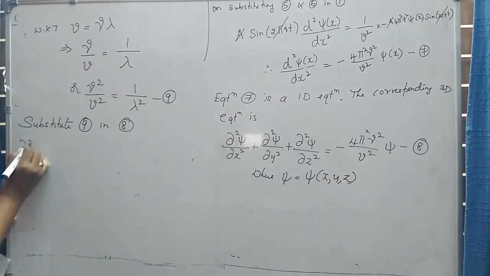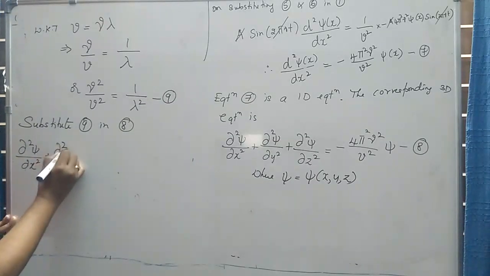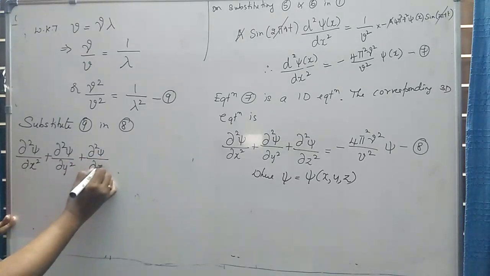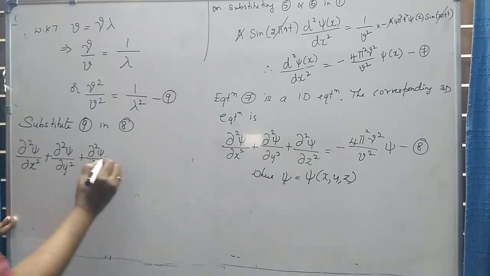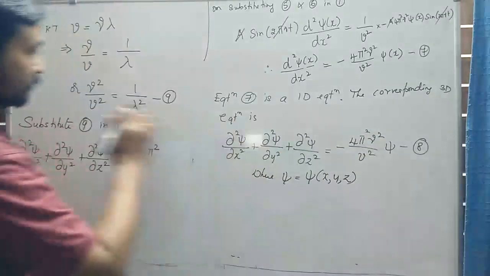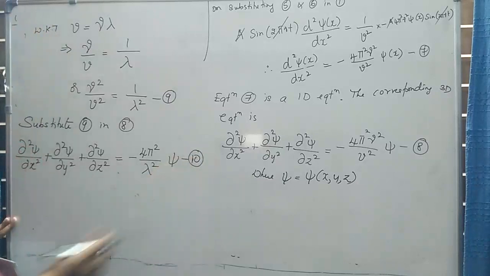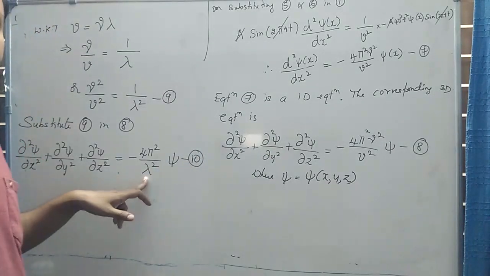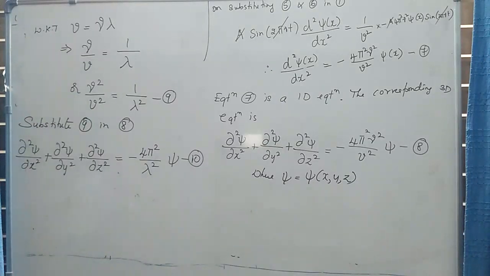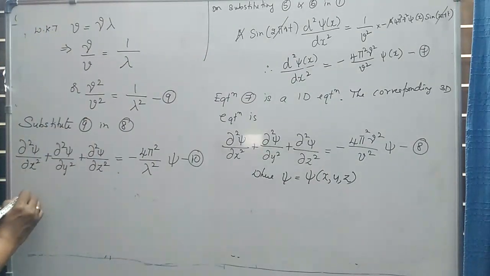So we get dou square psi by dou x square plus dou square psi by dou y square plus dou square psi by dou z square is equal to minus 4 pi square, nu square by v square, which is 1 by lambda square, into psi. Why we have done this is, we wanted to introduce this wavelength term in the equation, and the advantage of introducing this wavelength term is that now we can use the de Broglie equation.